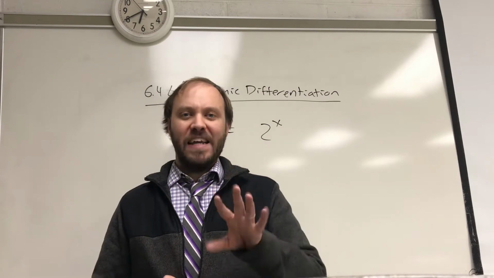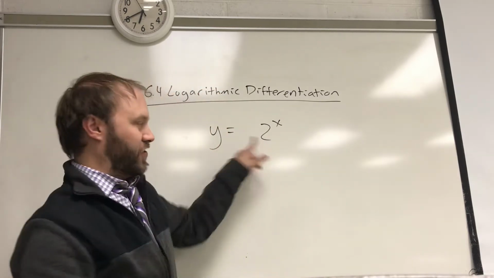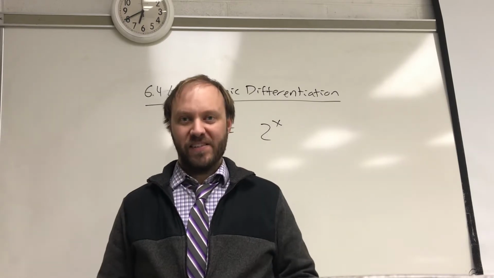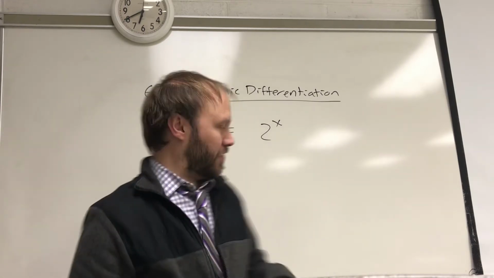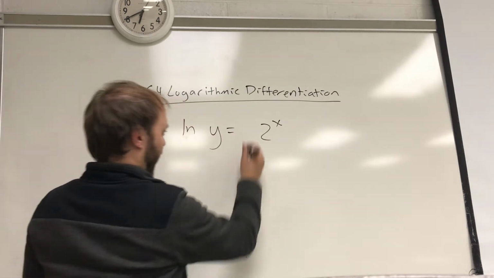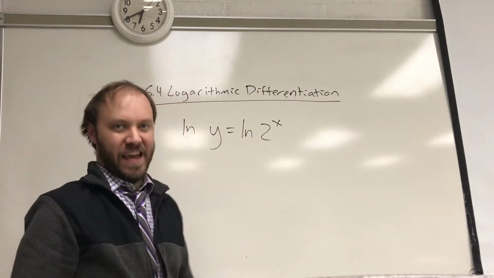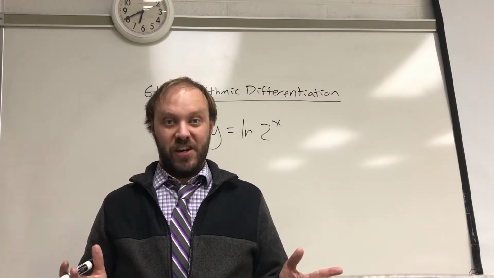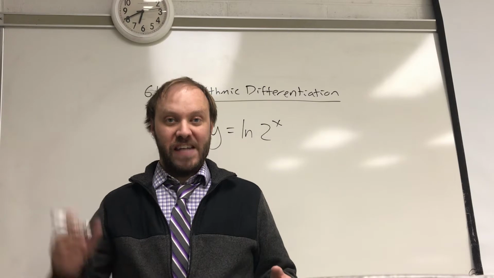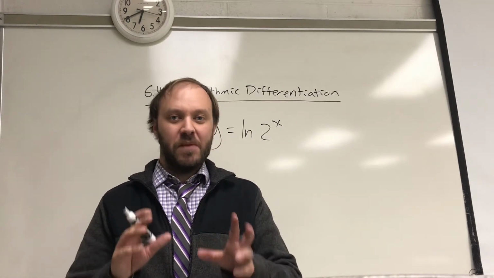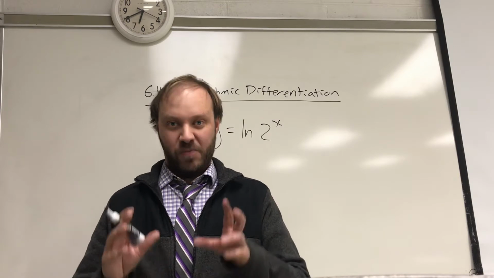Anyway, so the idea was I have two equal things. If I have two equal things, I could take the log of both of those two equal things and get two equal logs, right? So in other words, if y equals 2 to the x, the natural log of y is equal to the natural log of 2 to the x, okay? By the way, that's what logarithmic differentiation is. It's the idea of taking the log of both sides of an equation. Usually it's going to be situations where your variable is an exponent, okay?